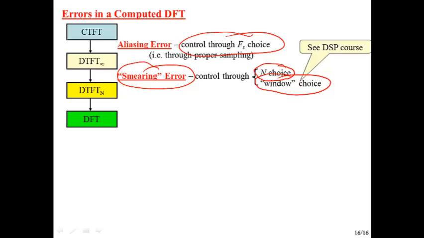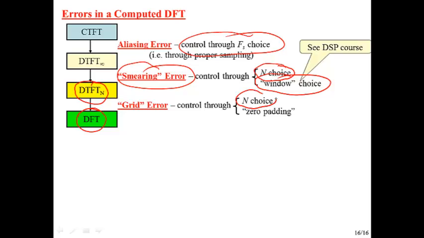Then there is finally the grid error, the fact that when we finally do get around to computing the DFT, we're only going to see a certain number of points on this smeared thing. But we can control that partly through choice of how many samples we collect, but we can also control it through zero padding. So notice that increasing the number of samples that we collect helps us in two ways. It reduces this so-called grid error, and it also reduces the so-called smearing error.